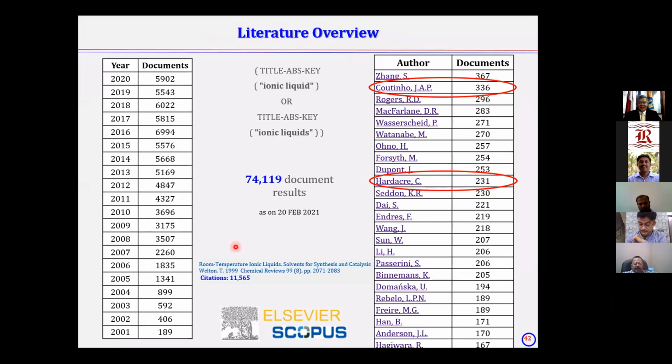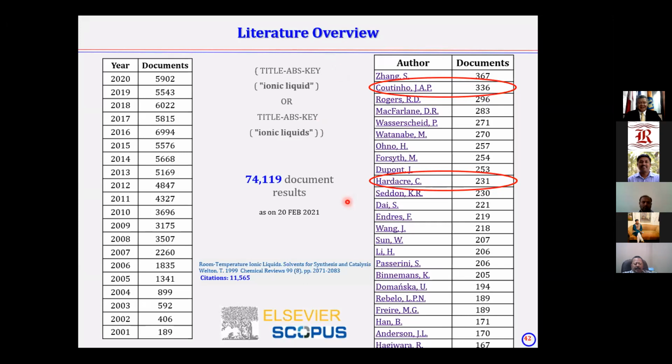If you see the depth or the popularity of this field, just one review paper published about 2 decades ago by Tom Welton, who is at Imperial College London and currently is the president of the Royal Society of Chemistry, has been cited more than 11,500 times in 20 years. That shows the popularity of this field. So I listed some popular people who published, and Professor Chris Hardacre from the UK. I had the opportunity to work with them as a postdoc during 2005 to 2010.